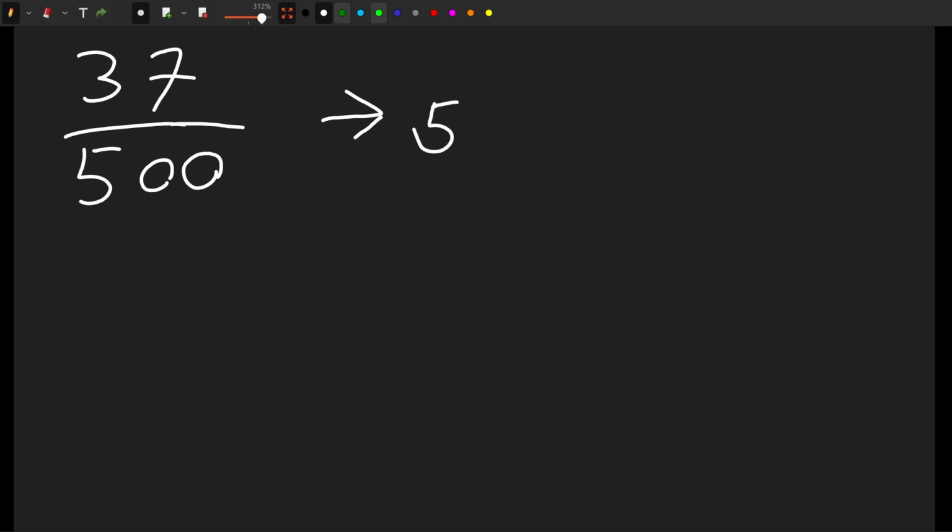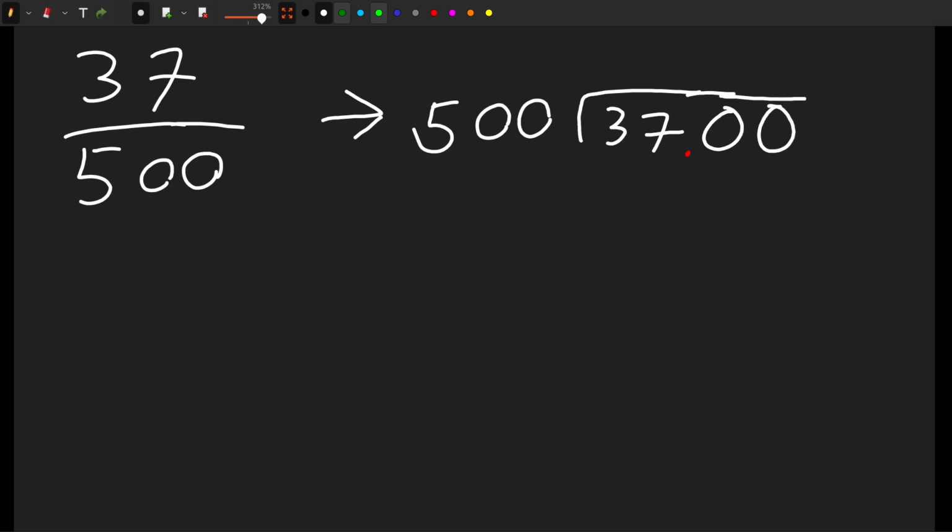So 500 will go on the outside, 37 will go on the inside. I'm going to add my decimal point. I'm going to say, can 500 go into 37? No, it can't. So then can 500 go into 370? No, it can't. Can it go into 3700? Yes, it can. It can go in 7 times. And so then I'm going to get 3500.